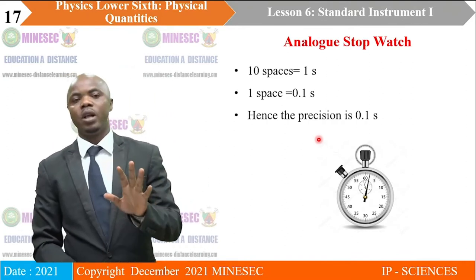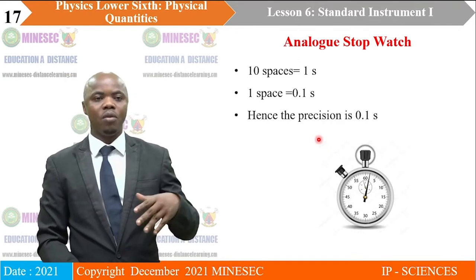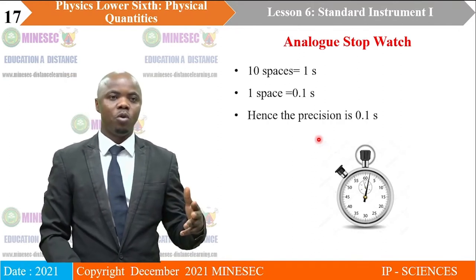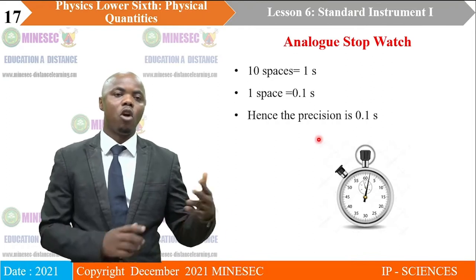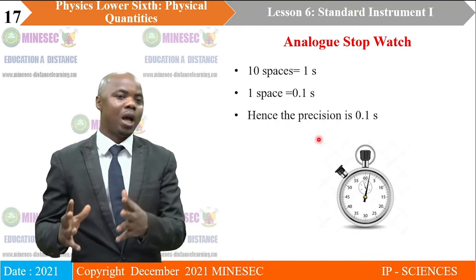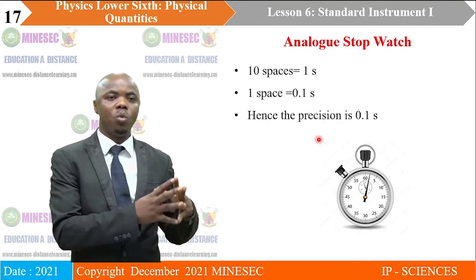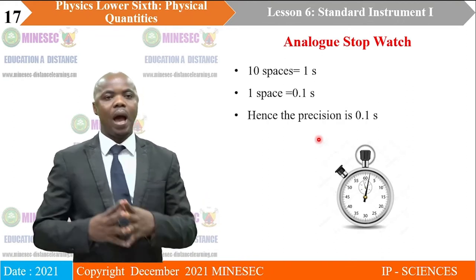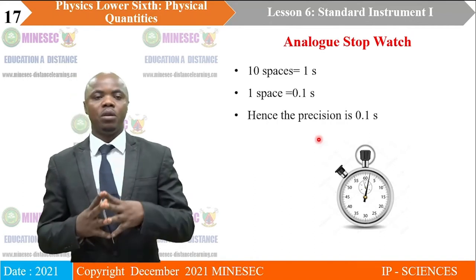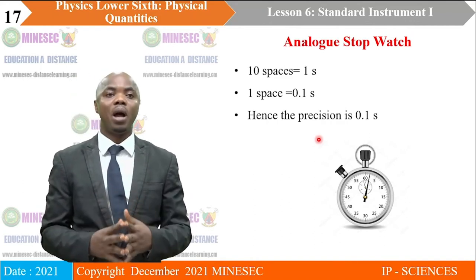This difference is very important during practicals. When you are given an analog stopwatch, you should not record your values in a wrong precision because you are so used to the digital stopwatch. You should understand that an analog stopwatch reads values in one decimal place and a digital stopwatch reads values in two decimal places.